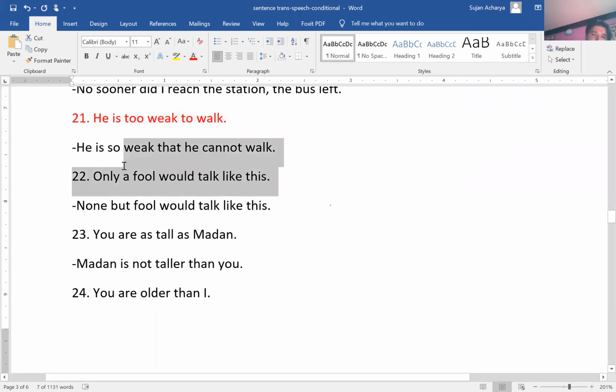Only a fool would talk like this. None but a fool would talk like this. These are a bit difficult questions. You are as tall as Madan. Madan is not taller than you. And these are typical as well.